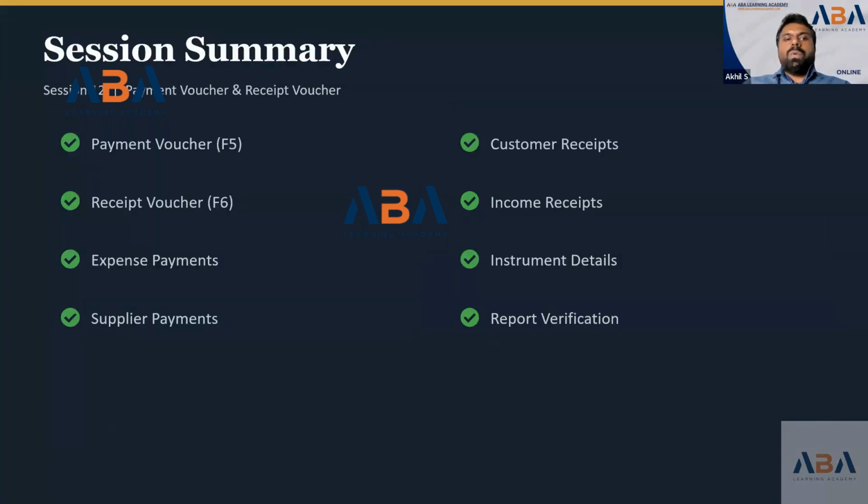So we are at the end of the session. You can see all the things which we covered in today's session. We understood what a payment voucher is. We have seen what a receipt voucher is, how it is posted, what the purpose of a receipt voucher is, and what things we should and should not do. Then we did a few expense payments. We posted supplier payments, customer receipts, and income receipts, and we also saw instrument details again. Finally, we saw how to verify the transactions we posted through various reports like daybook, ledger book, and bank book.